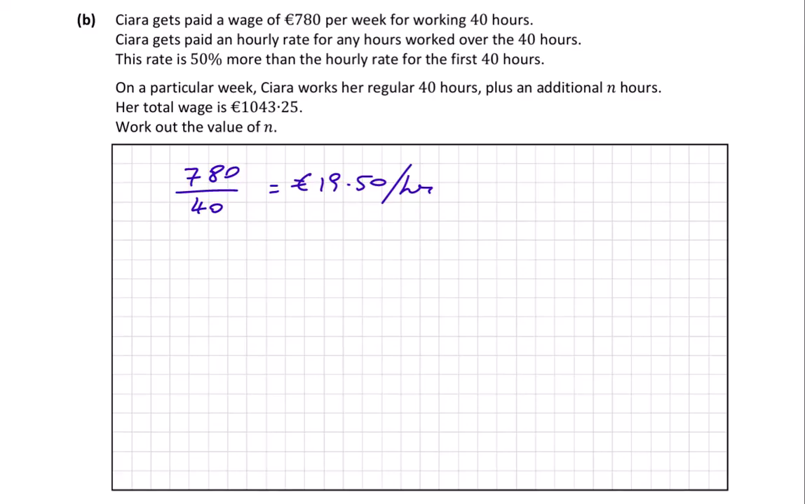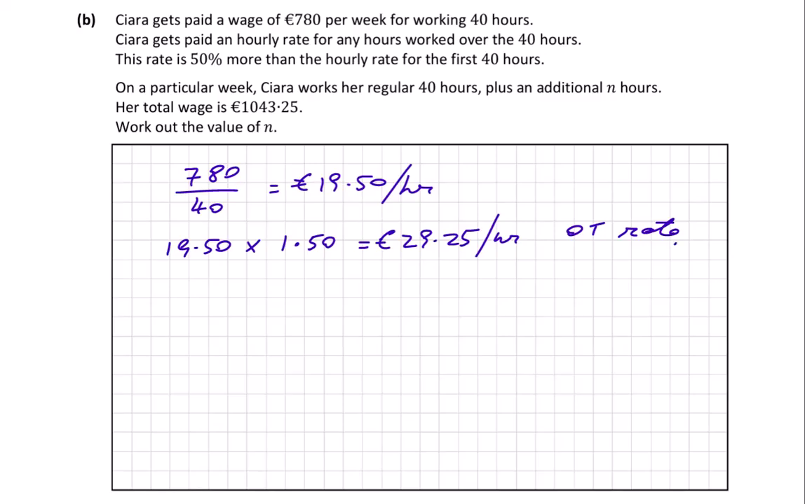Now this is her standard week rate. Now to work out the overtime rate, if she works anything over 40 hours, take the 19.50 and you've got to increase that by 50%. So multiplying it by 1 will leave it as it is. Multiplying it by an extra 0.5 will give you the extra rate. That is 29.25 euros, and that's per hour. This is the overtime rate.